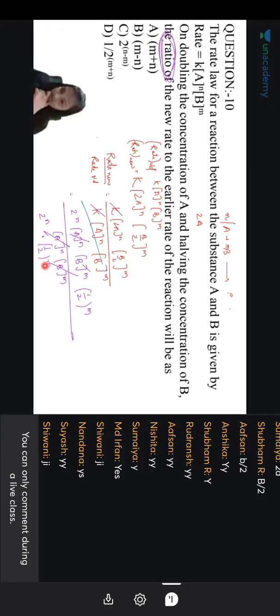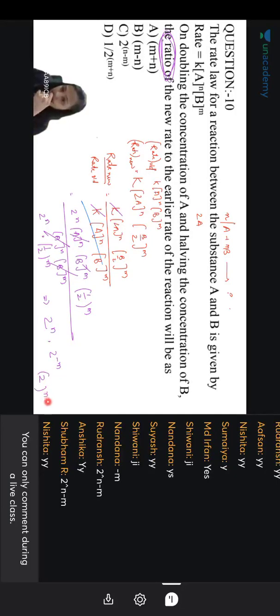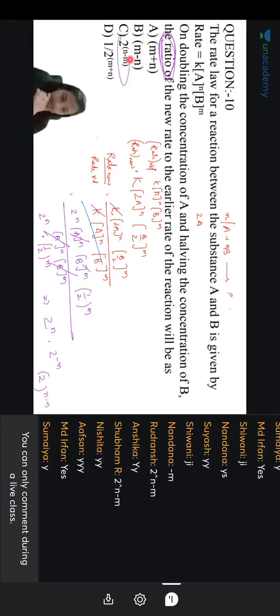सो हाउ यू कैन राइट दिस? यू कैन से दैट दिस इज 2 की पावर n into 2 की पावर minus m. मैं ऐसे लिख सकती हूँ, राइट? और आई कैन से दैट 2 की पावर n minus m. सो द राइट आंसर वुड बी C.